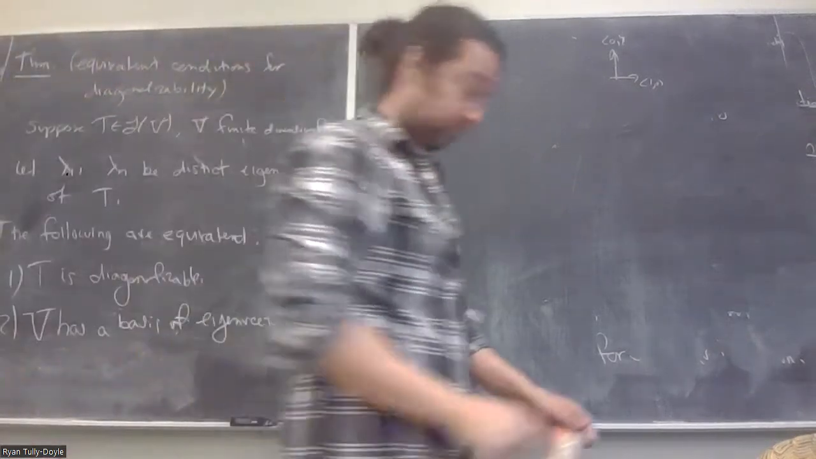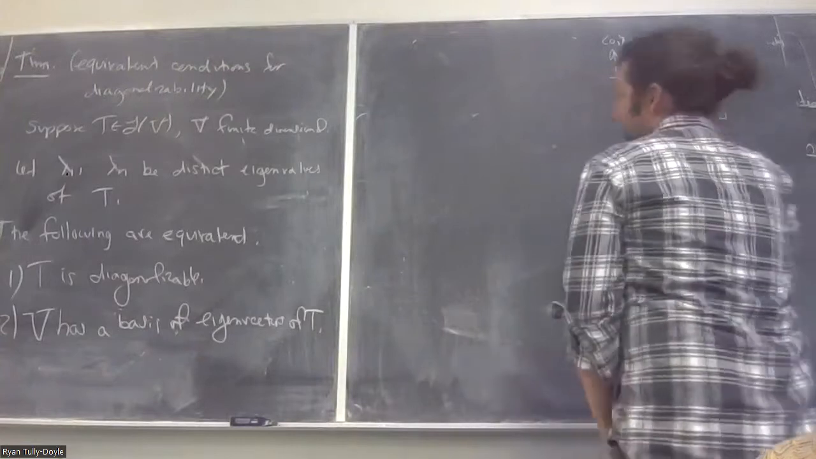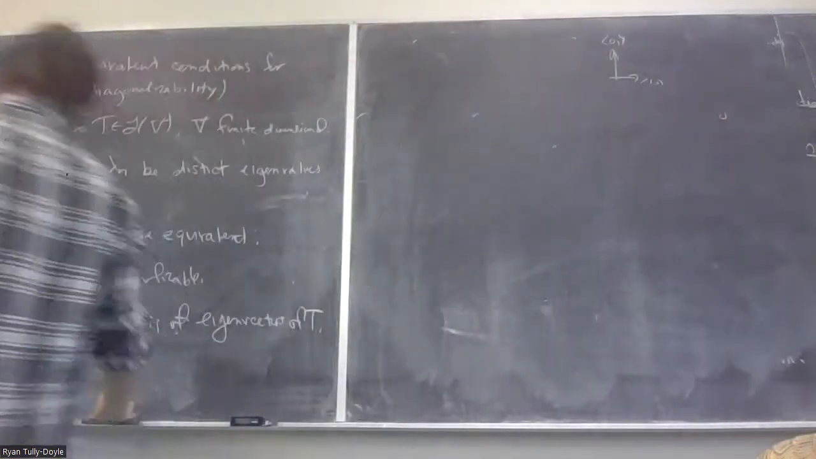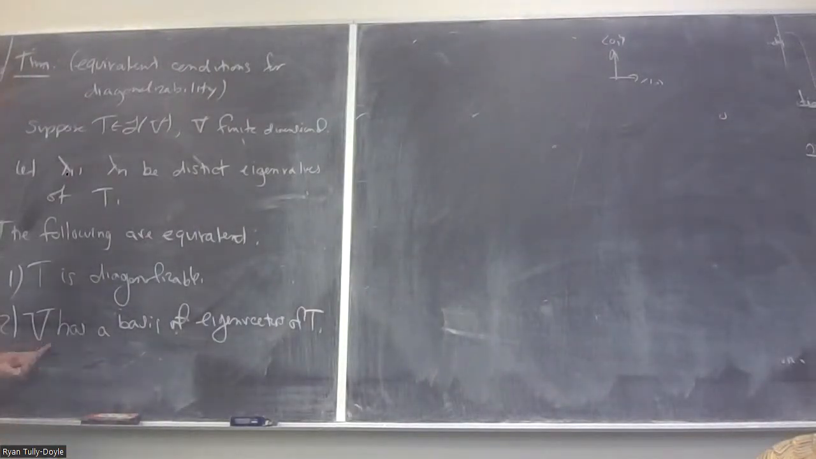Yep. Can you explain what number 2 means again? I would be happy to. That means that V has a basis. So we're going to go through how this argument works, and hopefully it'll be more clear there.